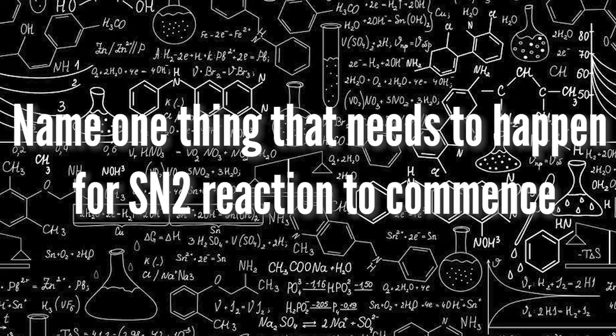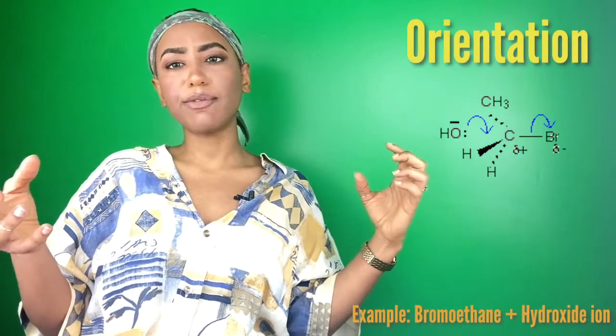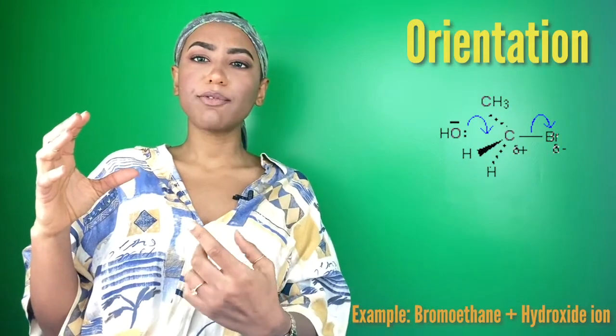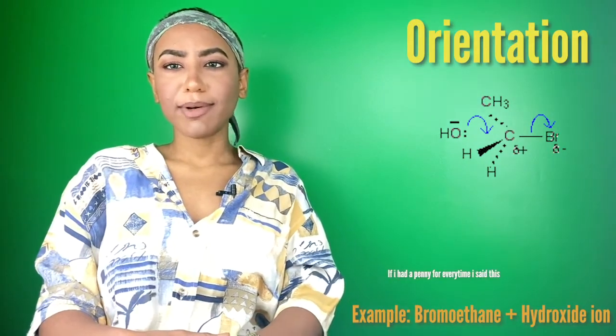Question number 7. Name one thing that needs to happen for an SN2 reaction to commence. One thing that needs to happen for an SN2 reaction to commence is that the molecules need to hit each other with the correct orientation. For the SN2 reaction, the nucleophile needs to hit the alkyl halide from the rear end of its head carbon. Nucleophiles like to hit it from the back.